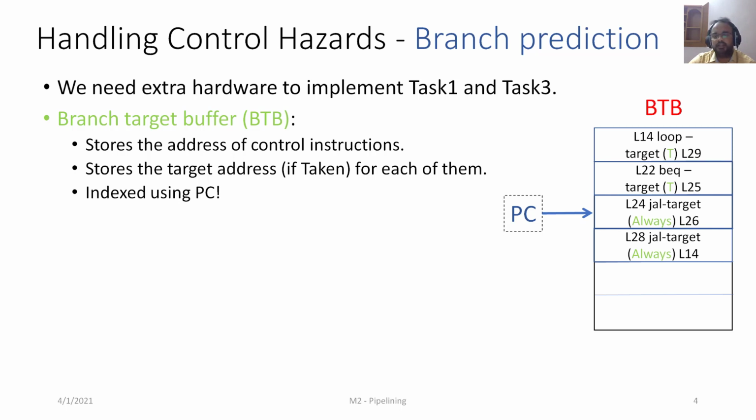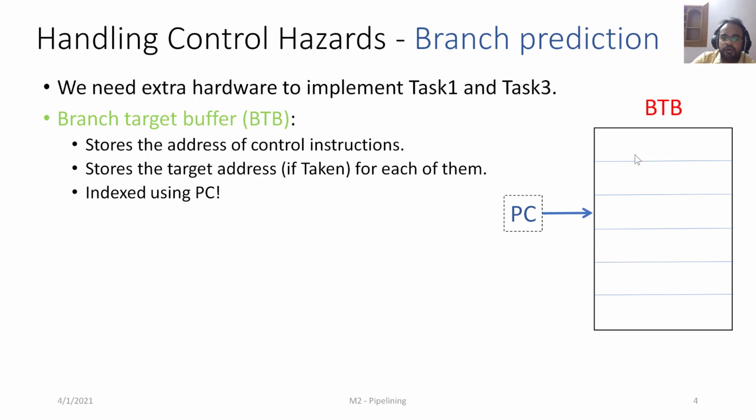The very first time they get executed, we'll not be able to find a match in the BTB because at that point we don't know that there were control instructions. But from the next instance onwards, because their PC will be stored in the BTB, we will know that it's a branch or jump instruction and what would be its target address.